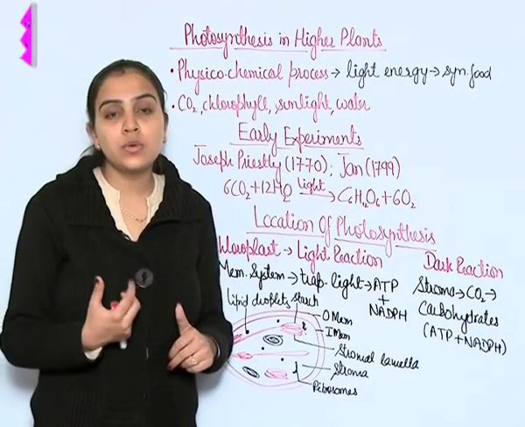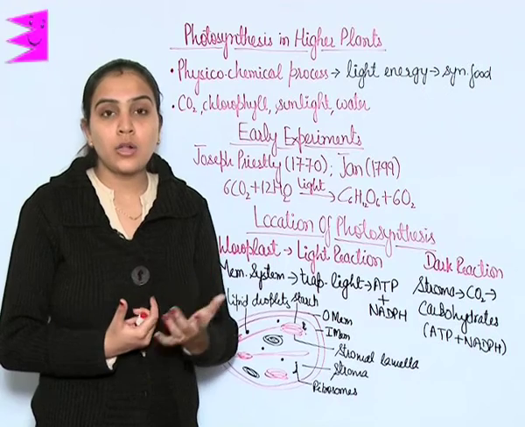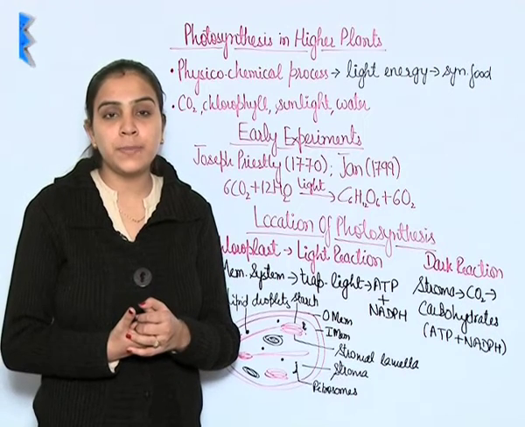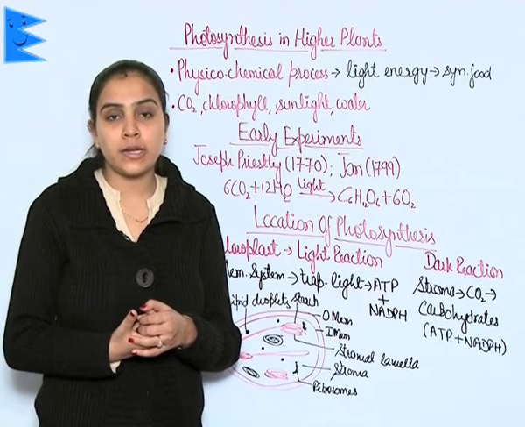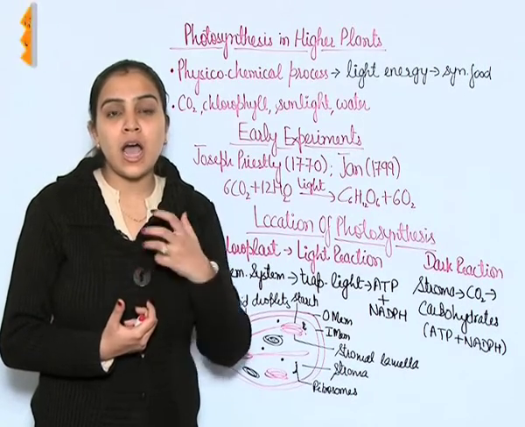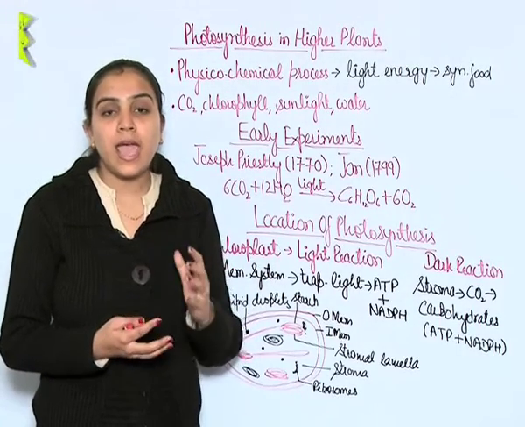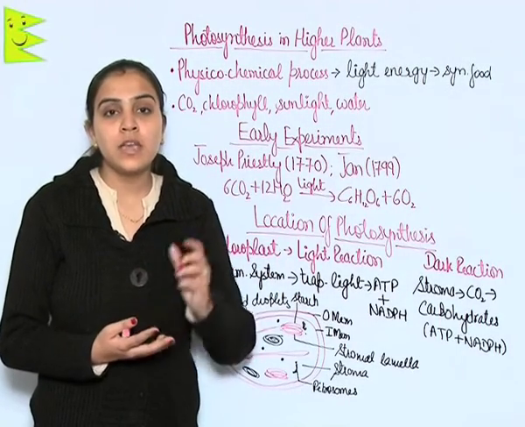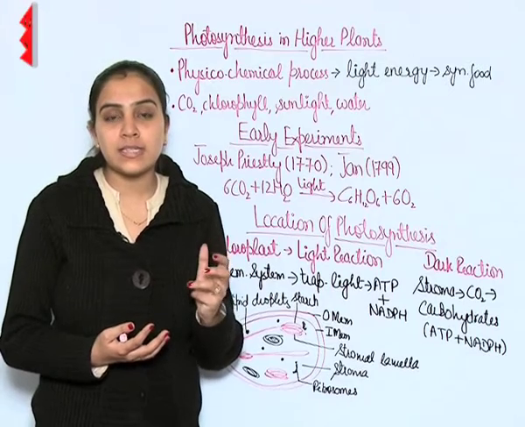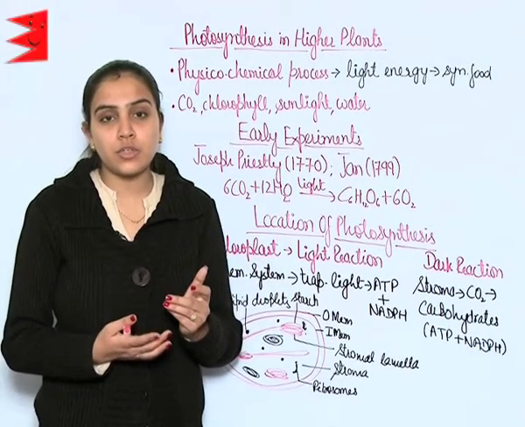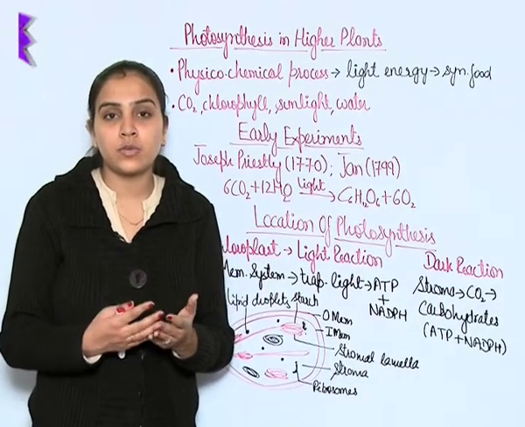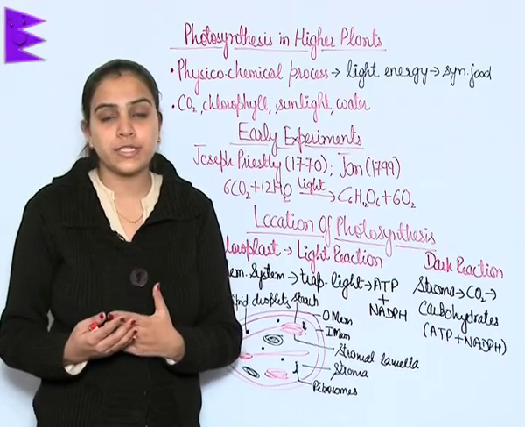The pigments used in photosynthesis: chlorophyll A, chlorophyll B, xanthophylls and carotenoids. Pigments are the molecules which absorb the light energy and help the plant to use this light energy for the conversion of carbon dioxide and water into carbohydrates.